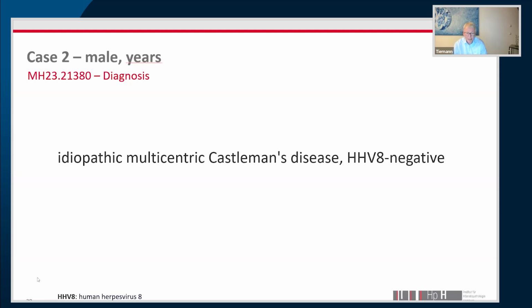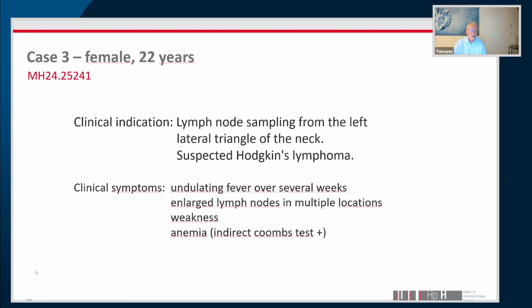Now we come to the next case, case number 3, a 22-year-old female. And this was a lymph node sampling from the left lateral triangle of the neck, suspected as Hodgkin's lymphoma. Clinical symptoms were undulating fever over several weeks, and large lymph nodes in multiple locations, weakness, and anemia.